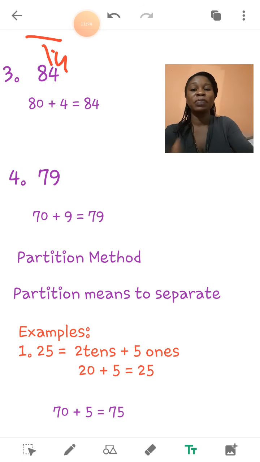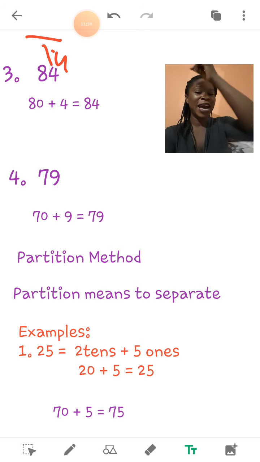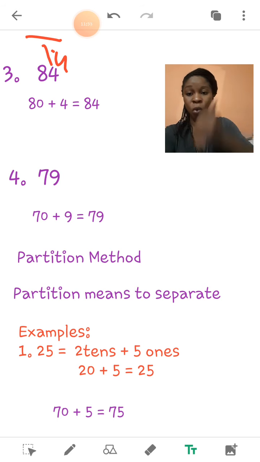Now, partition means separate. Separate the tens from the ones. Don't forget, I said earlier that units means ones. So in some questions you might find ones, in some questions you might find units. They are all the same thing. Please don't be confused, because when you find ones and then you write tens, it's the same thing. All right, so I've done one for you.